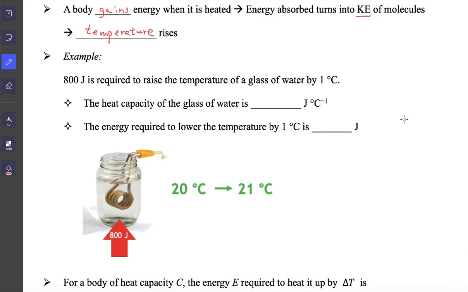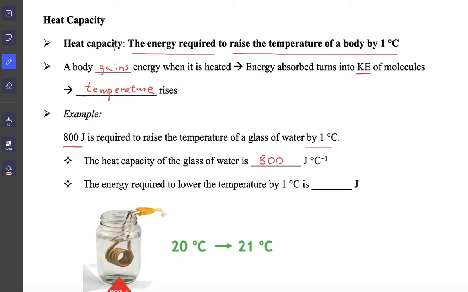So let me give you an example. 800 joule of energy is required to raise the temperature of a glass of water by 1 degree Celsius. Then what's the heat capacity of the glass of water? Which is actually exactly 800 joule per degree Celsius. Because heat capacity is the energy required to raise the temperature of a body by 1 degree Celsius. So if 800 joule is required to increase its temperature by 1 degree Celsius, then what's the heat capacity? It's 800.